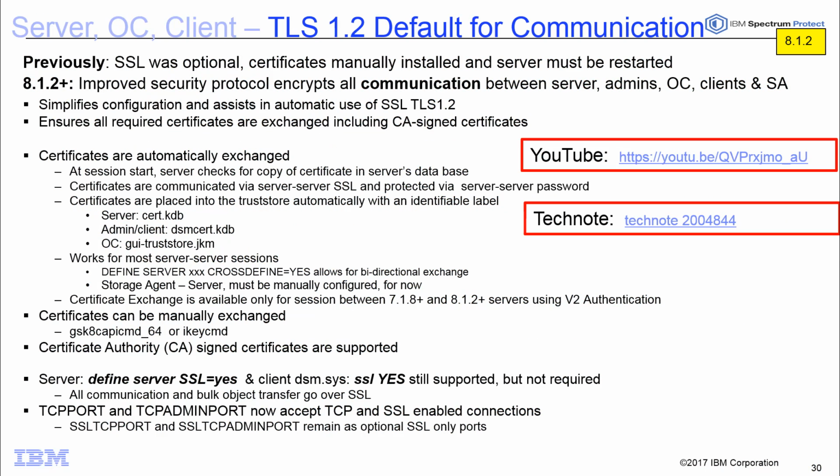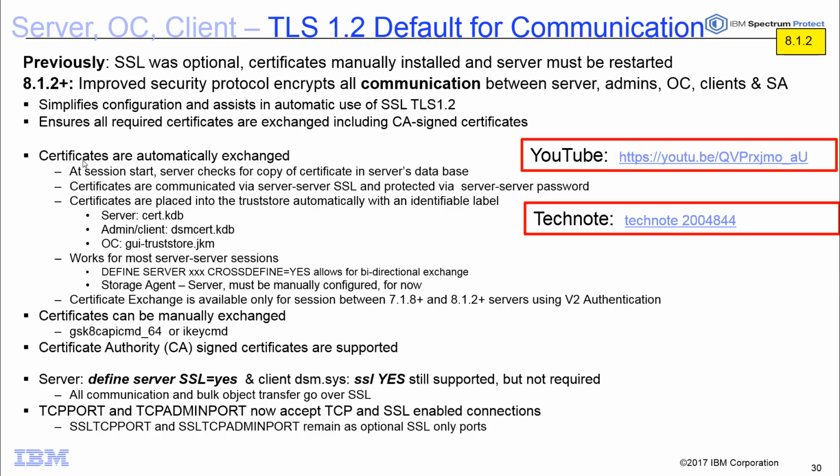The next security enhancement is the utilization of TLS 1.2 as the default for communication between the Spectrum Protect servers, admins, operations center, clients, and storage agents. Previously, we did support SSL, including TLS 1.2, but it was optional, the setup was manual, and things like the server had to be restarted. So in 8.1.2, we've streamlined and automated the process so that we will automatically try to exchange certificates between the servers, the admins, the operations center, and the clients.